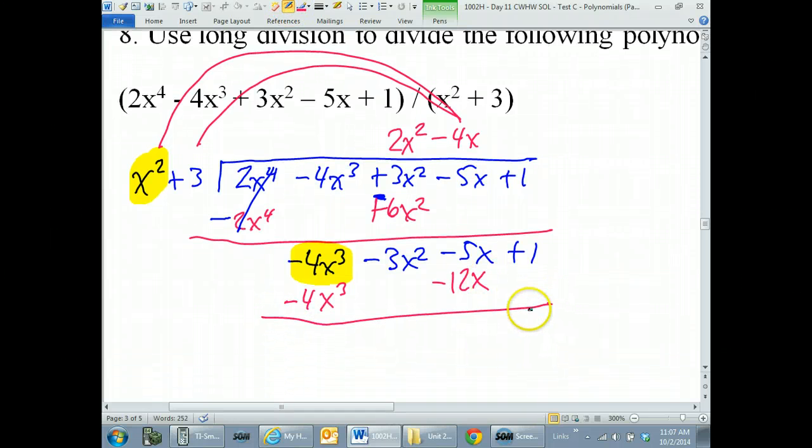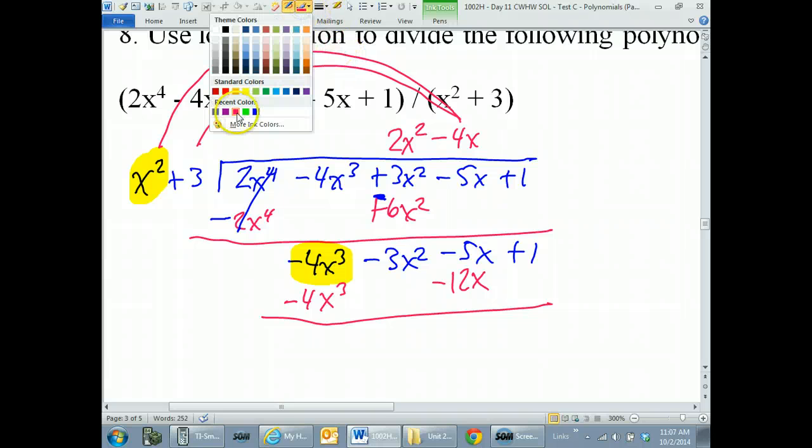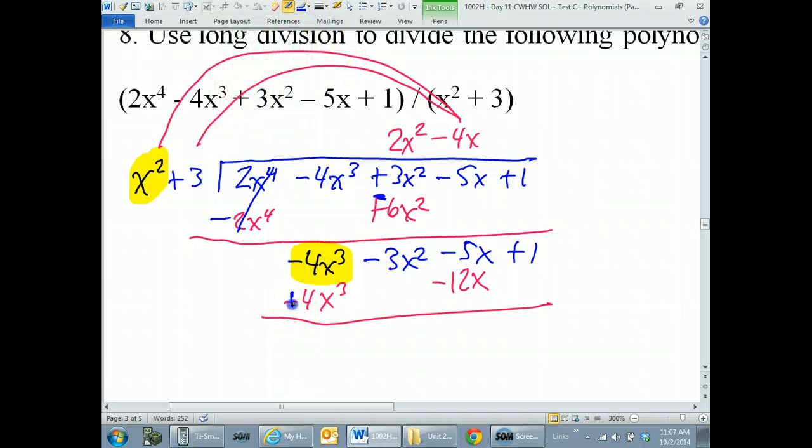Okay, now we subtract by changing the signs. So this will become a positive 4x to the 3rd power and a positive 12x. So just combine like terms. So these cancel out. My negative 3x squared comes down. I have a positive 7x and plus 1. Okay? I see I have one more term coming because I'm lining everything up and I'm almost out of runway. I got one more term left.